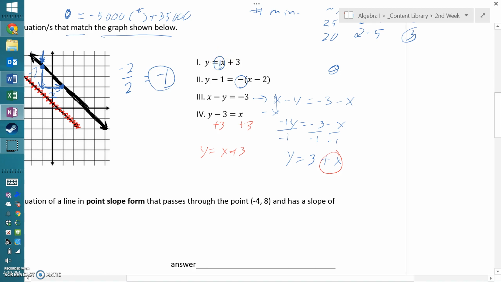Here, that's a positive 1. Not going to work. That would be negative 1. So that's correct. After changing this equation, that's a positive 1, so no. And positive 1, so no. So then there's only one of those that matches.